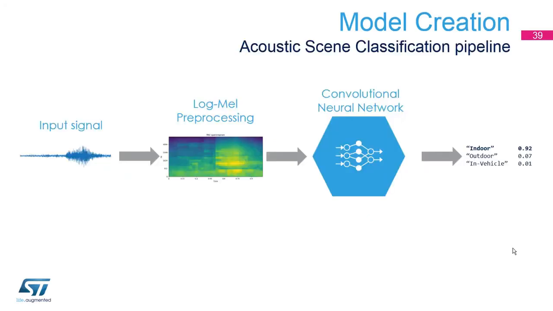So the full pipeline for audio scene classification is: you have your input signal in the time domain that's converted to the frequency domain and then further to the MEL domain using the log-MEL preprocessing. This is called the feature extraction. Those features are then scaled and fed to the convolutional neural network, where we get an output confidence of each class. This is called the softmax layer, typically found in classifiers.